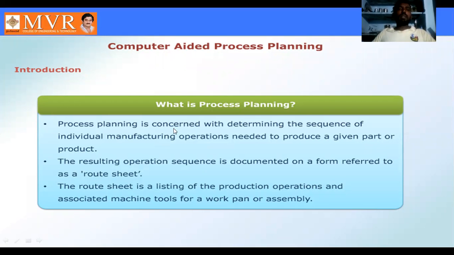Process planning is concerned with determining the sequence of individual manufacturing operations. In computer aided process planning, the computer is involved in the process planning. How does it plan? It determines the sequence of individual manufacturing operations needed to produce a given part.